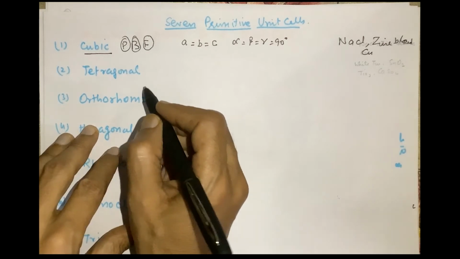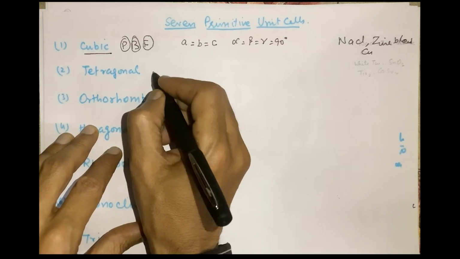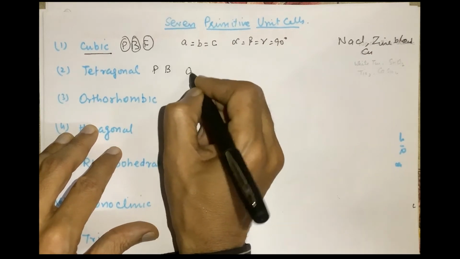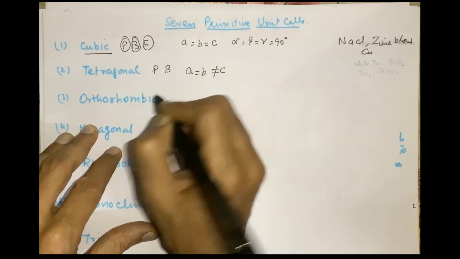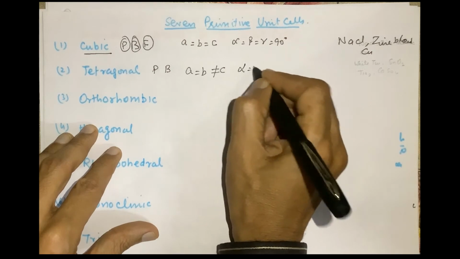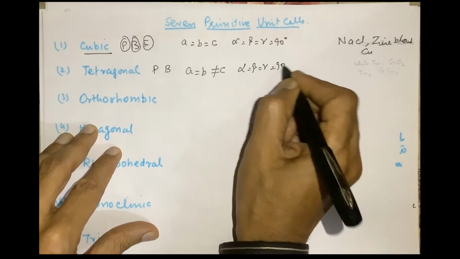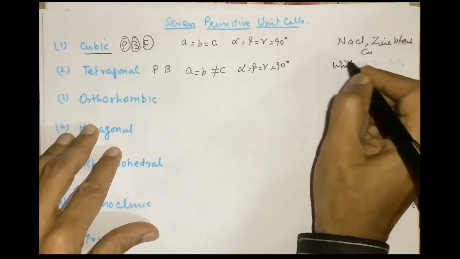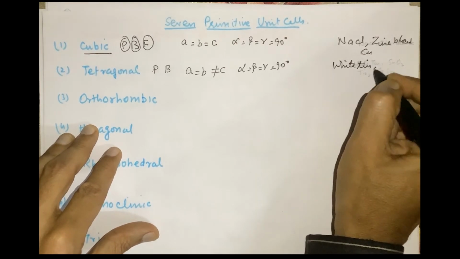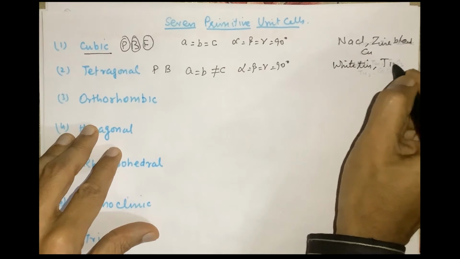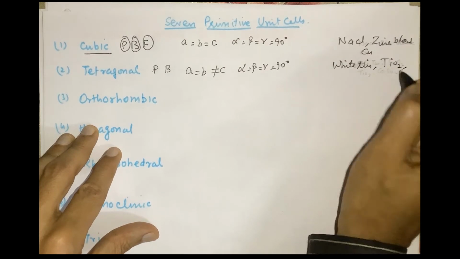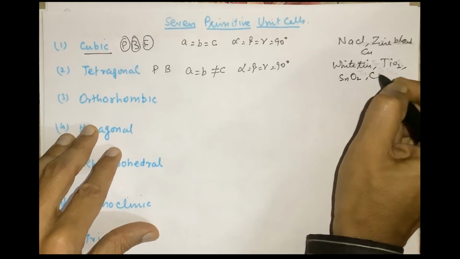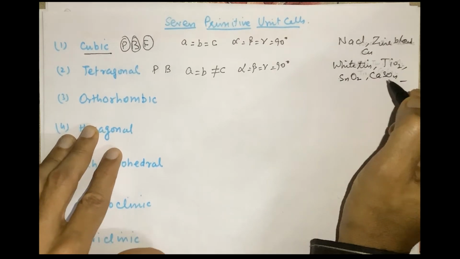primitive unit cell. Tetragonal, it is possible in primitive and body centered. A is equal to B is not equal to C, and alpha is equal to beta is equal to gamma is equal to 90 degree, and its examples are white tin, tin oxide, SnO2 and calcium sulfate. These are some of the examples.